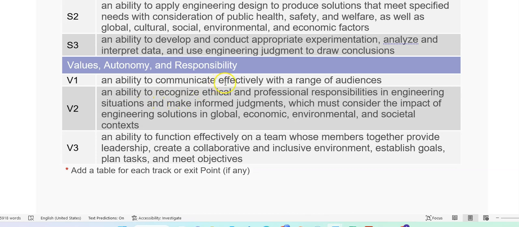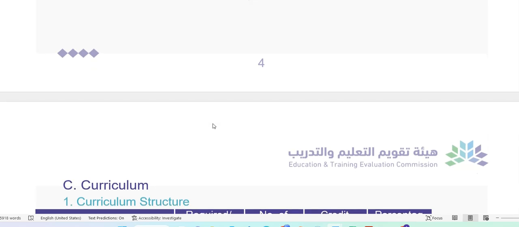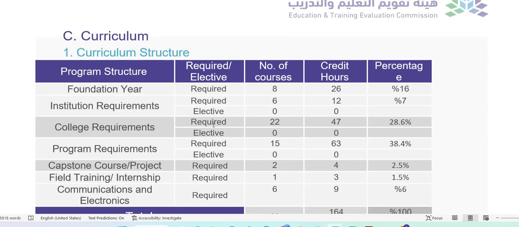In values, we also have three learning outcomes, program learning outcomes or student learning outcomes. The first one is about communicating effectively with audiences, the second about ethics and professional responsibilities, and the third about leadership and teamwork. So we have our learning outcomes. After that, we have the curriculum.